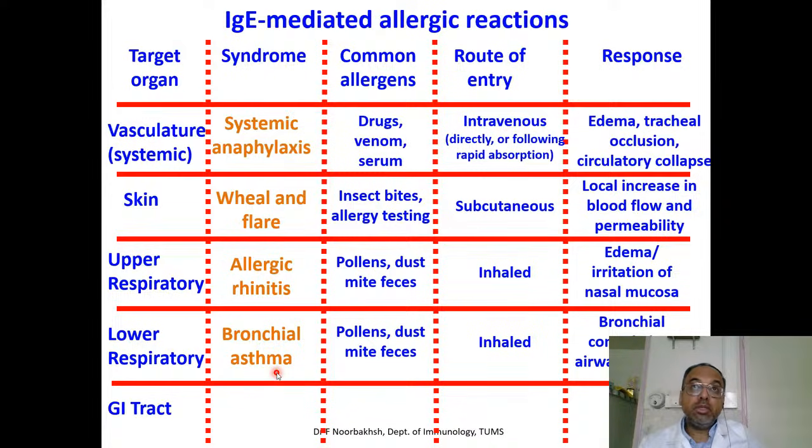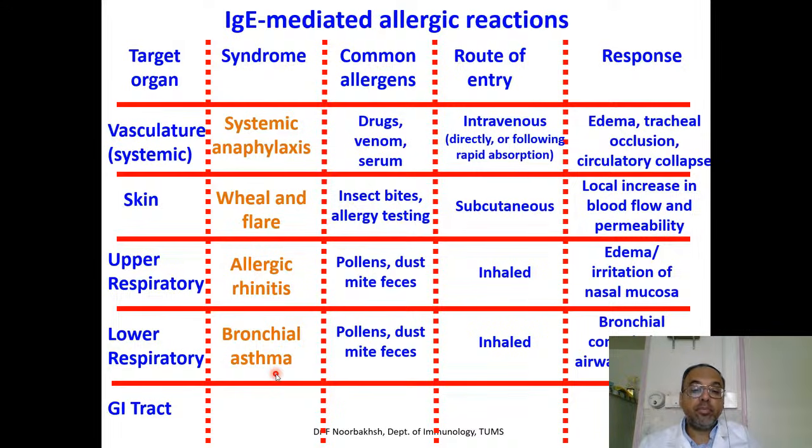And this might be a little more serious. It's called bronchial asthma or allergic asthma. So this is a more serious manifestation of the respiratory allergies. So the upper part is just allergic rhinitis, but the lower part, it can be bronchial asthma, and then the patient might present with difficulty in breathing.